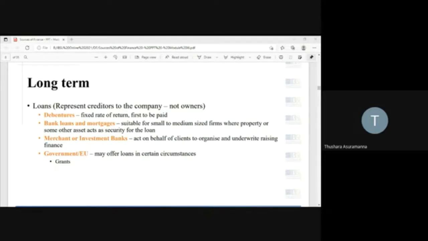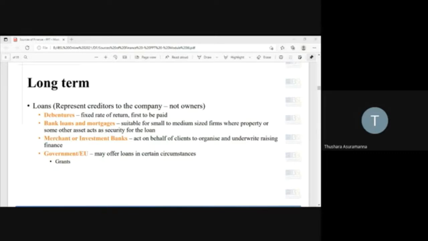Now when it comes to loans, they are not like shares. Shares are ownership. Loans are like creditors. So it could be a debenture, which is a type of loan. Bank loan, mortgage loan, you are dealing with the bank. Merchant investment bank, they underwrite and help raise finance.